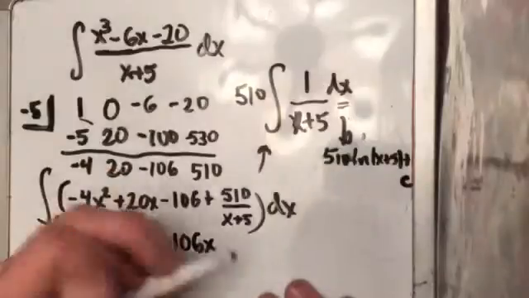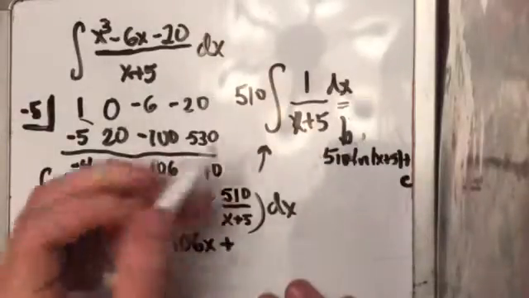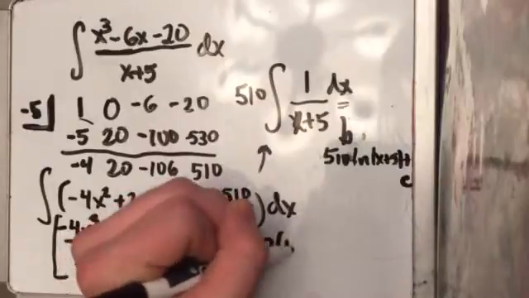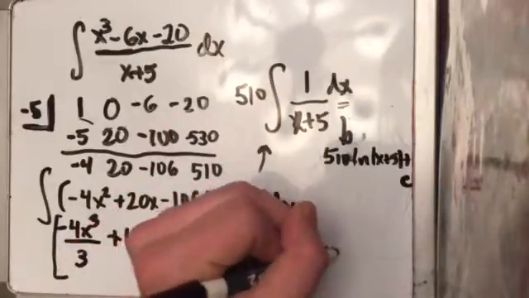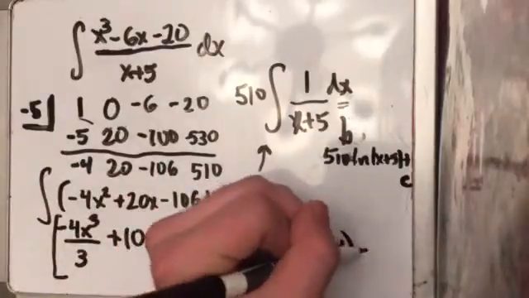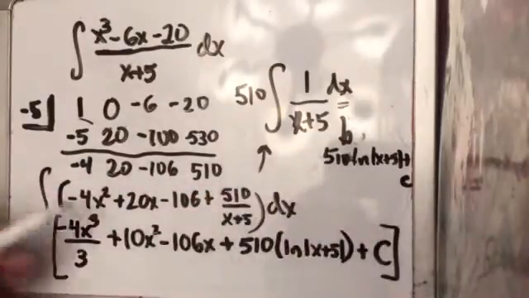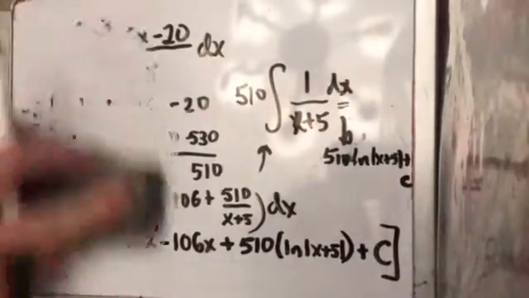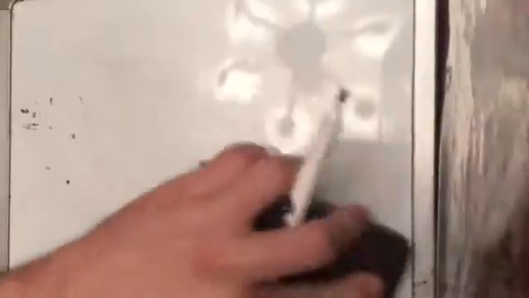And then we'll just bring that down there. So 510 times natural log of absolute value of x plus 5, and then plus c. And that's your answer. So sometimes it's complicated, sometimes it becomes a nice equation in the end, just depending on what you get.